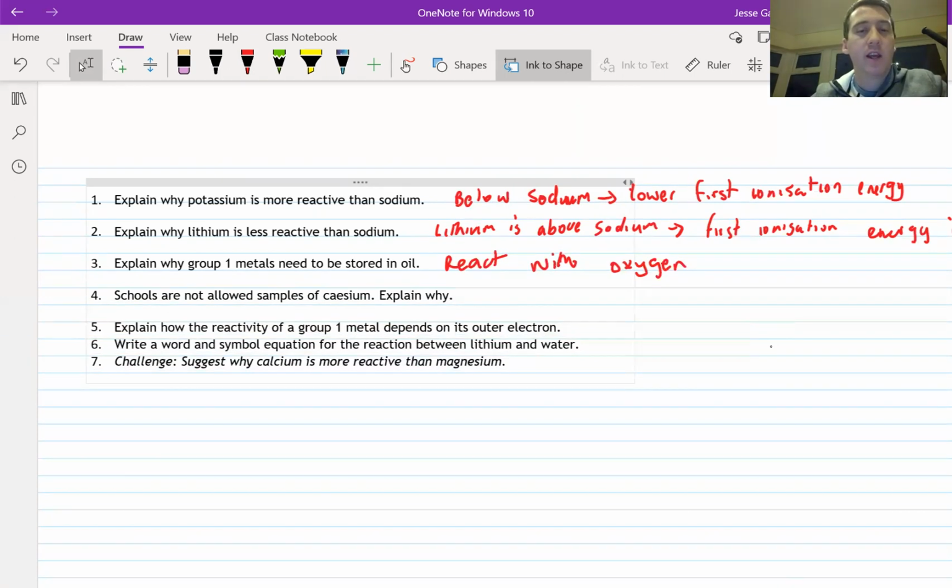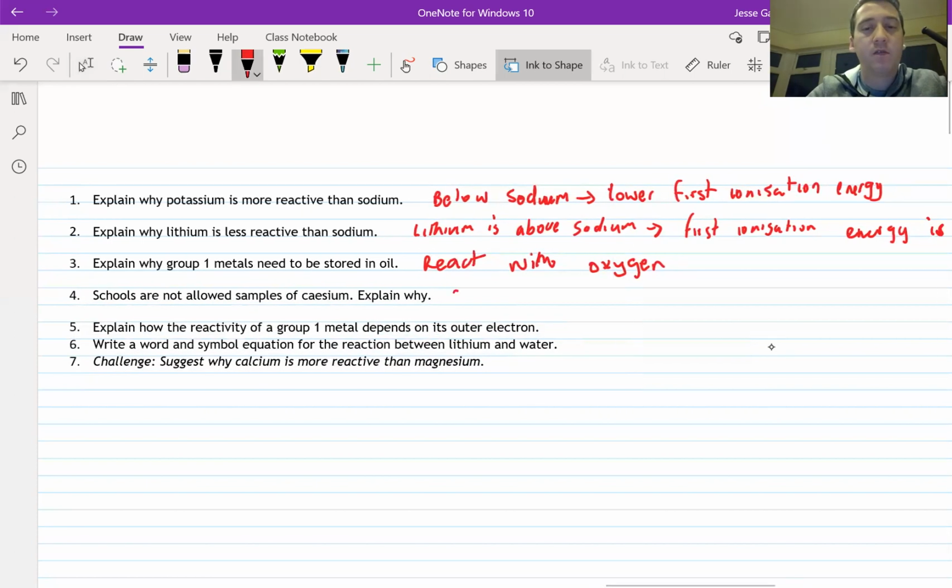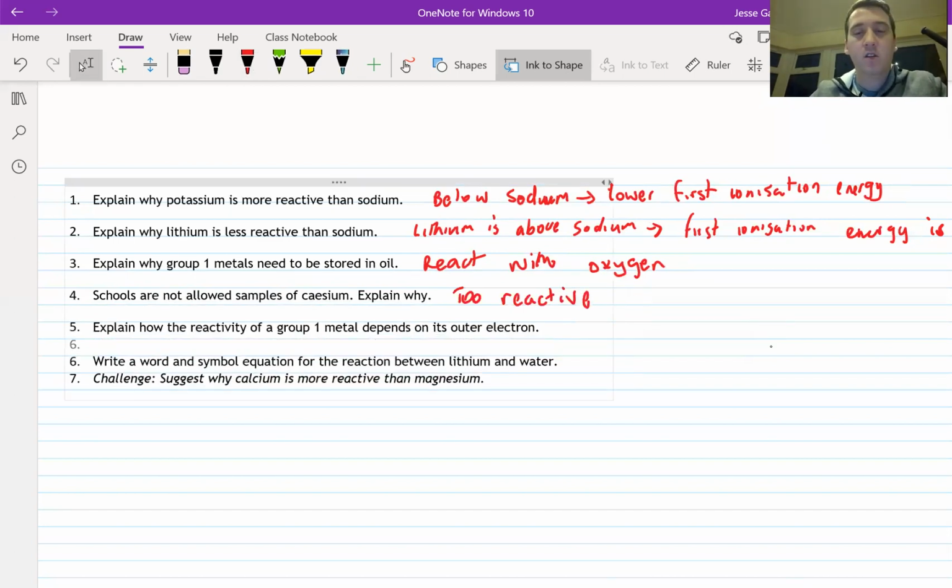Schools are not allowed samples of cesium. Explain why. Too reactive, and they are a fire hazard. They catch fire too easily, so they're too reactive.